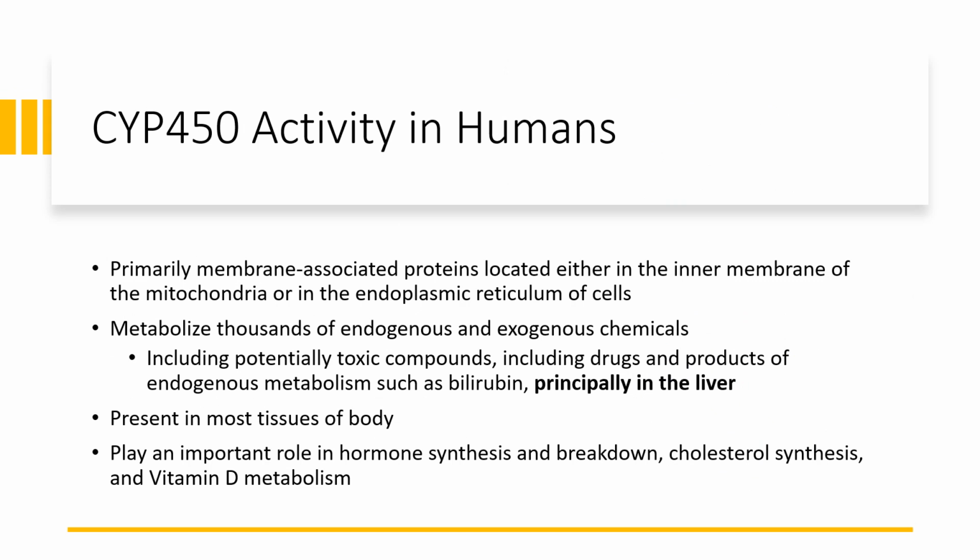In humans, the CYP450 is primarily a membrane-associated protein located either in the inner membrane of the mitochondria or in the endoplasmic reticulum of cells. They metabolize thousands of endogenous and exogenous chemicals, including potentially toxic compounds, including drugs and products of endogenous metabolism, such as bilirubin, principally in the liver. It's present in most tissues of the body, and it also plays an important role in hormone synthesis and breakdown, cholesterol synthesis, and vitamin D metabolism.